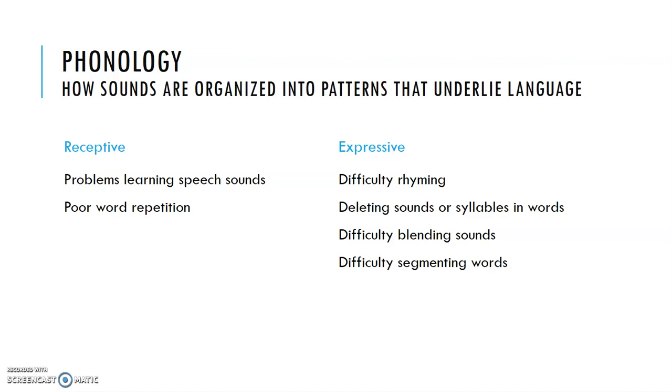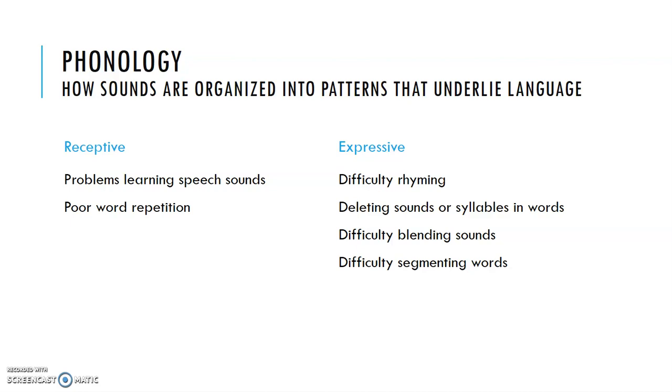So think about what rhyming is and how it relates to phonemes. If we listen to the words cat and hat, we both have 3 phonemes. We have k, a, t, and h, a, t. The only phoneme difference is between the k and the h. A child with a phonological disorder in language can have difficulty differentiating between the 2 sounds and not understand that the words rhyme. These children can also delete sounds or syllables in words or have difficulty blending sounds.